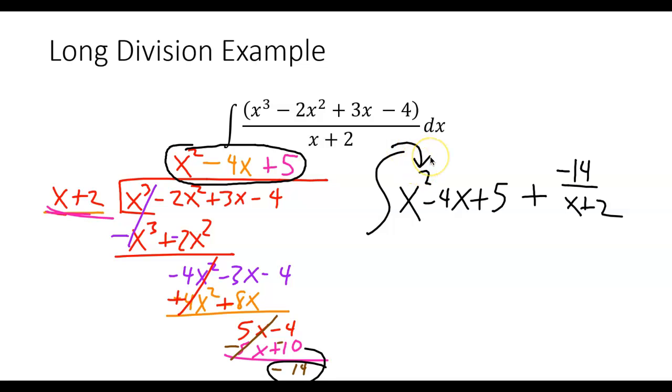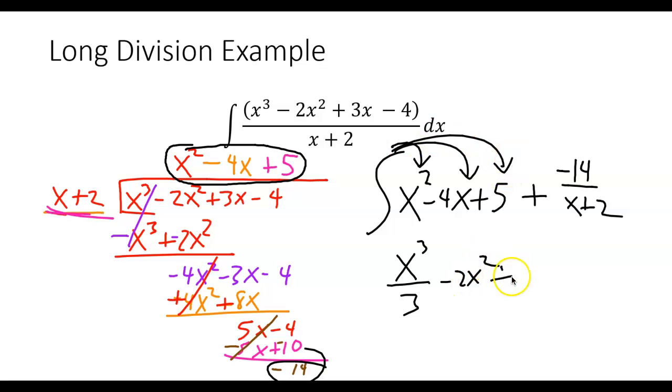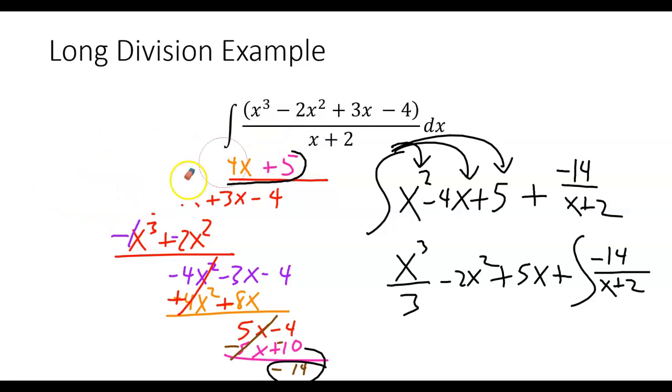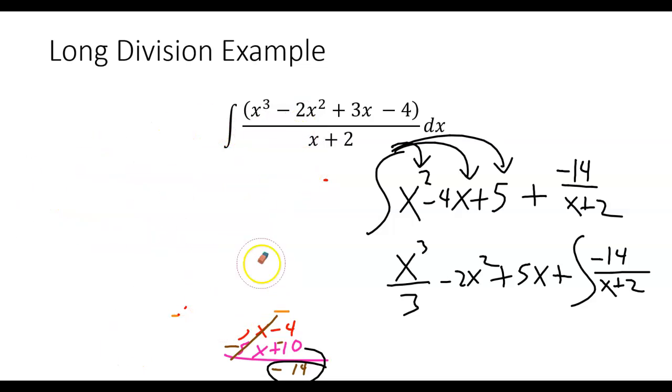Because the integral of x squared is x cubed over 3. The integral of negative 4x is negative 2x squared. And the integral of 5 is 5x. Now the last one here, to integrate this is going to be a little bit tricky if you don't remember. Okay. I'll show you the long way and then I'll show you the short way.